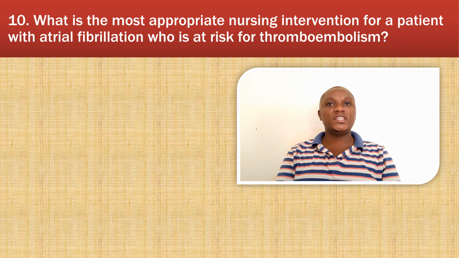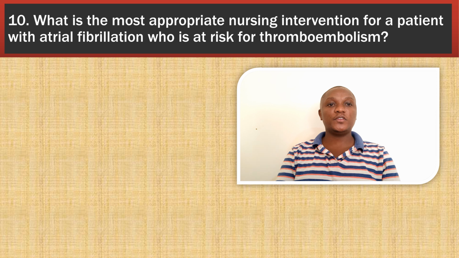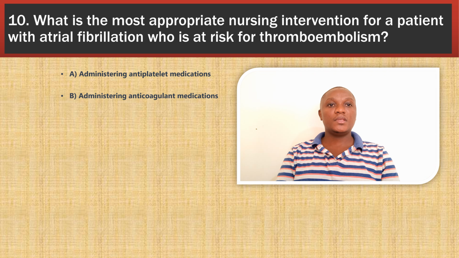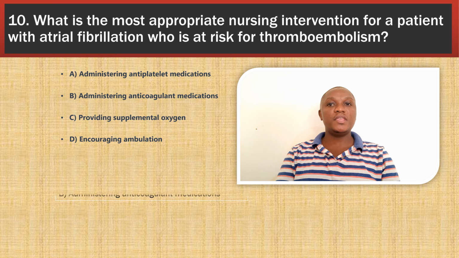Question 10. Which is the most appropriate nursing intervention for a patient with atrial fibrillation who is at risk for thromboembolism? A. Administering antiplatelet medications. B. Administering anticoagulant medications. C. Providing supplemental oxygen. And D. Encouraging ambulation. Pick your answer. The correct answer is B.